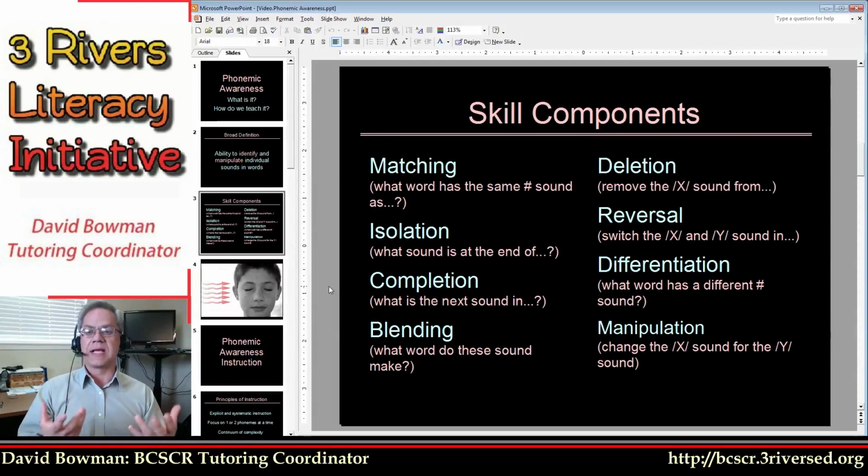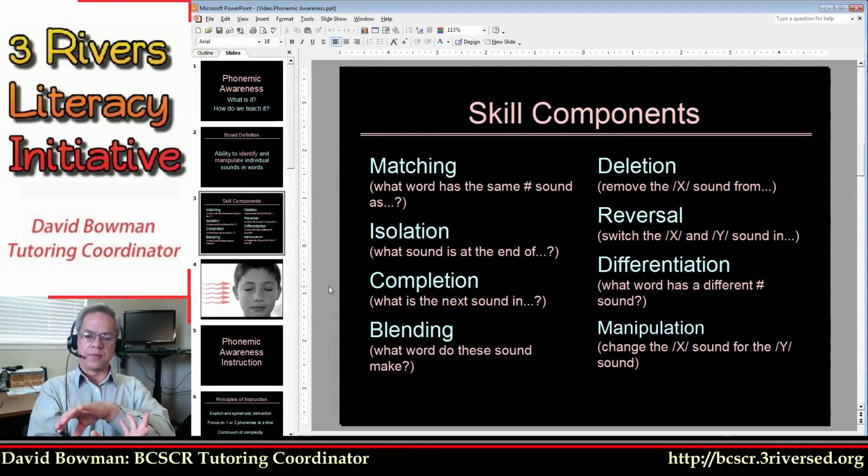With phoneme segmentation, it's much like the identification process, but now we're looking at all the sounds within a word. So I could say, for example, how many sounds do you hear in the word book? B, oo, k. So there's three there, and I can identify what those are. Phoneme reversal, another one of the subskills, is basically to take a particular sound and then be able to provide it backwards.